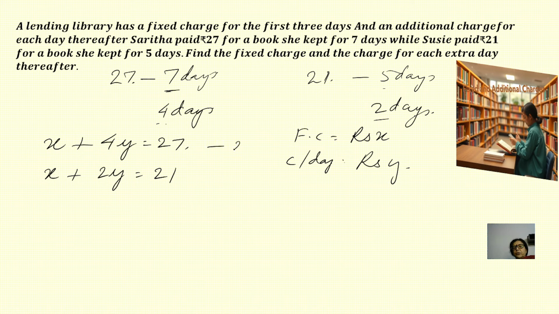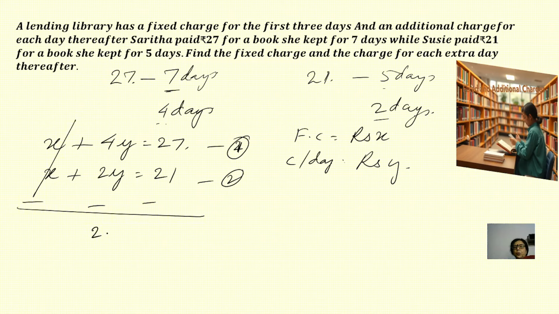So again, we get two very simple equations. And if we subtract the two equations over here, x gets cancelled out. 2y is equal to 6. So y is equal to 3. Y is the charge per day.